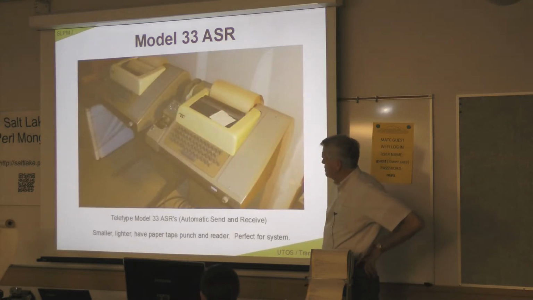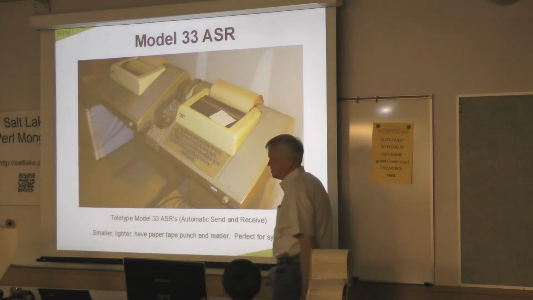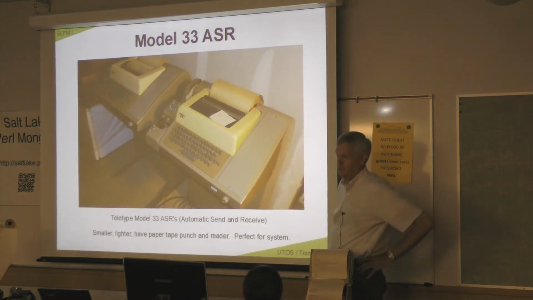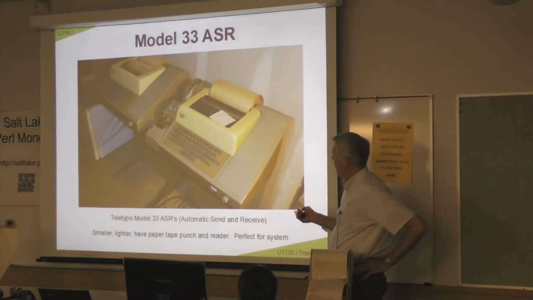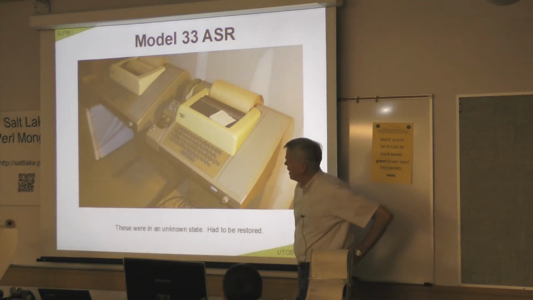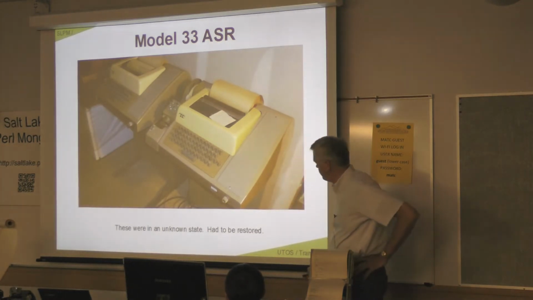And these two machines are 33 ASRs. These are actually the first machines that Bill Gates had his first computing experience with. And these have paper tape punch, readers, printers, keyboards. They have everything we need, and they're relatively light. But these two, which were under the stairs at my house, needed to be restored.